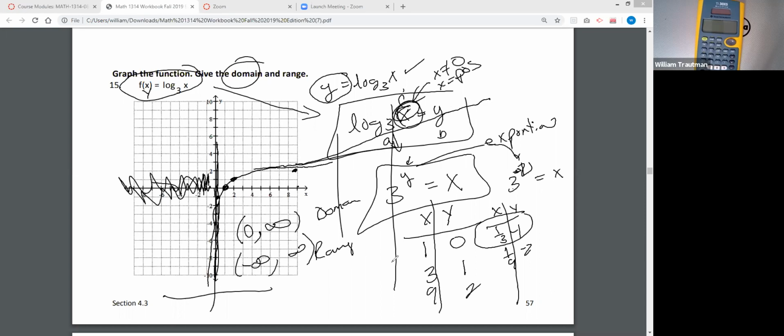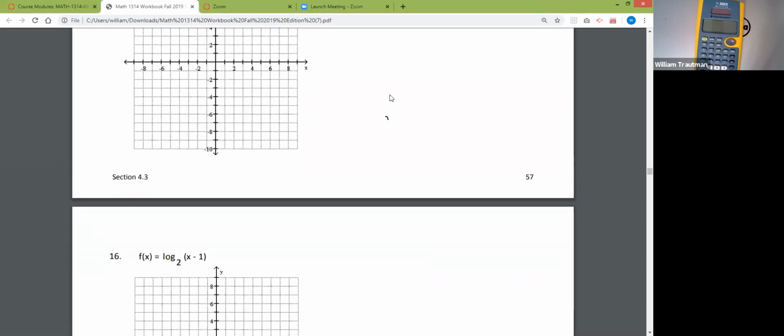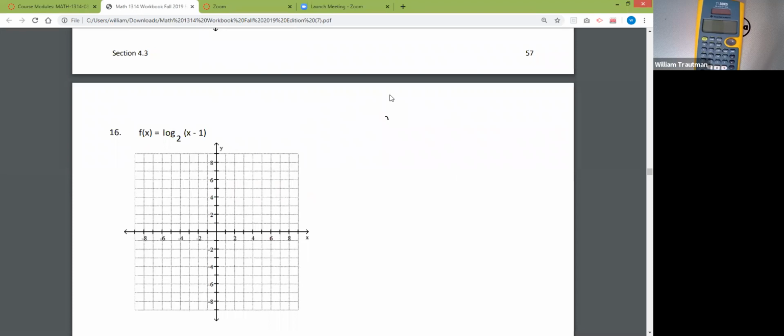So let's see if we can graph any more, if they want us to graph any more. All right, so let's change this to exponential form, and I'm going to call this y. Once again, you can put the y here, but it's easier for us to put the y on this side, so we can change it. 2 to the y power equals x minus 1.